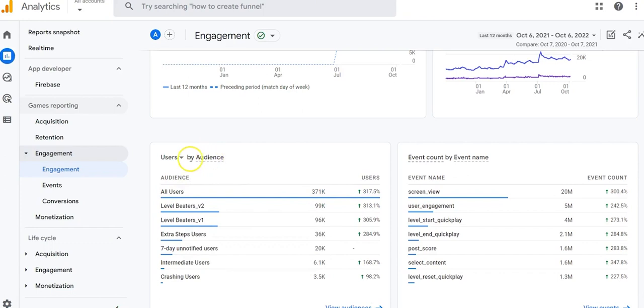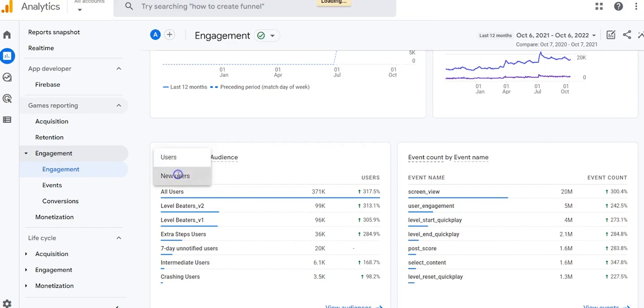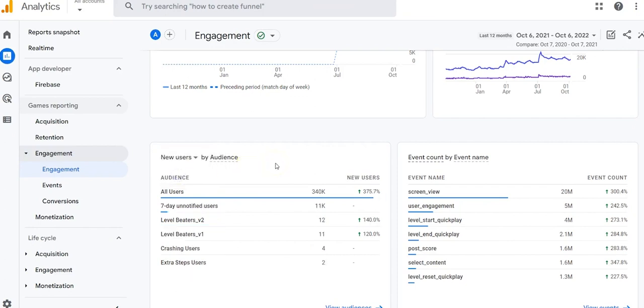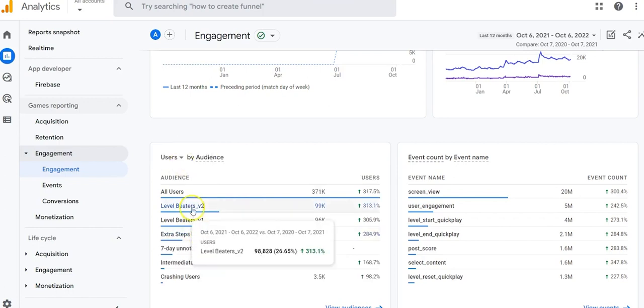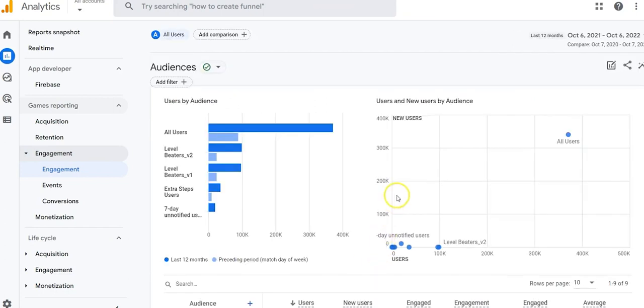And we can certainly look at it by audience. But maybe we want to look at just new users. So what's happening with new users? A little bit different information. The type of 7-day unnotified users. We can see that if we look at our total user base, we're getting to see the amount of people who are all about level beaters, which is the title that they gave for the users. And we can look at different audiences if we want to dig deeper into, say, looking at users by audience.